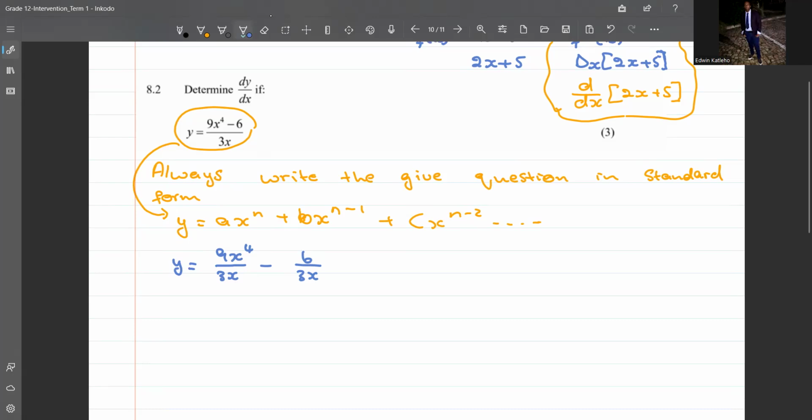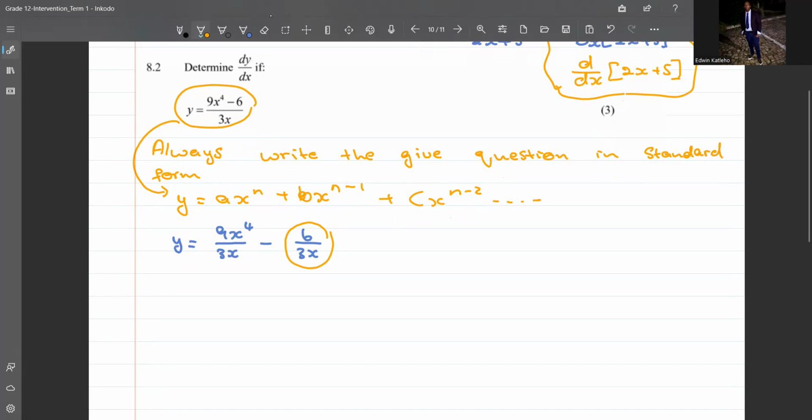Your key focus is on x, but not on the coefficient of x. Please be careful about that, students. You focus on x, not on the coefficient of x. So even though x is a denominator, the coefficient of x you leave as a denominator, but you have to apply the exponential laws on x only. Right, so let's move on.